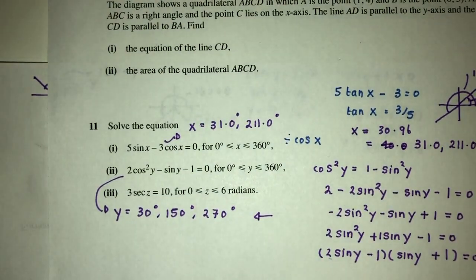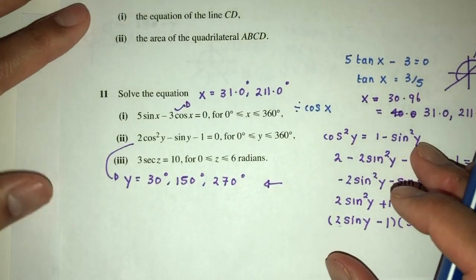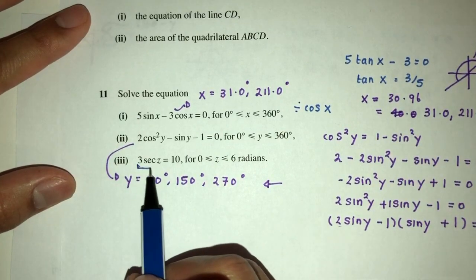Now let's move on to part 3 of the question. We have 3 sec z equal to 10. So let me write this here.